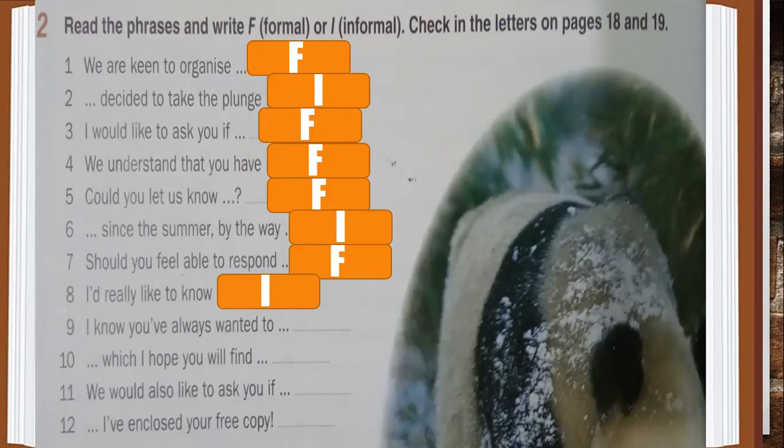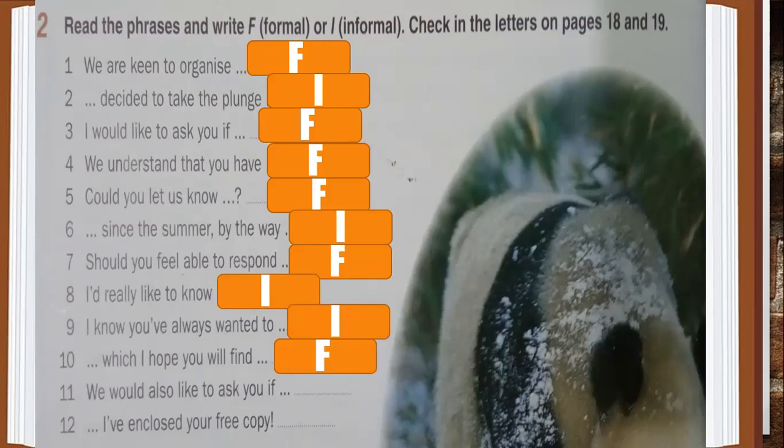I know you've always wanted. Here we have "you've" instead of "you have," so it is an informal expression. Which I hope you will find. Instead of "you'll," we use "you will," so it is a long form. It is used in the formal letter.